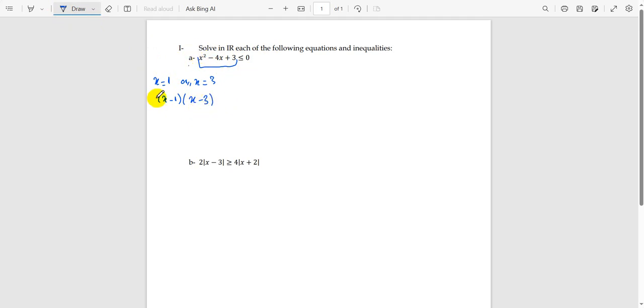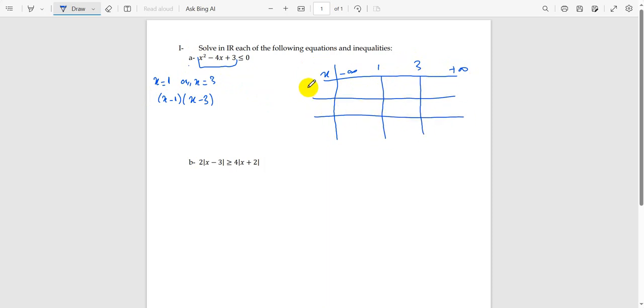The leading coefficient is 1, so right here it will be 1. Now let's set up the table of signs. X from minus infinity to plus infinity. Of course, we know that 1 is less than 3 from left to right. It will be like that. Now, this is the first factor, which is x minus 1. X minus 3 is the second factor. And here we have x squared minus 4x plus 3, or the product of the factors.